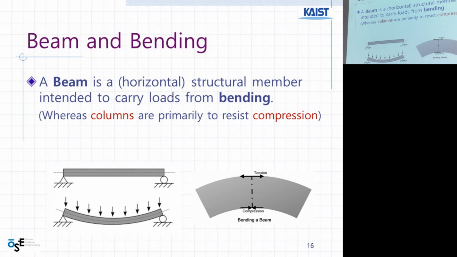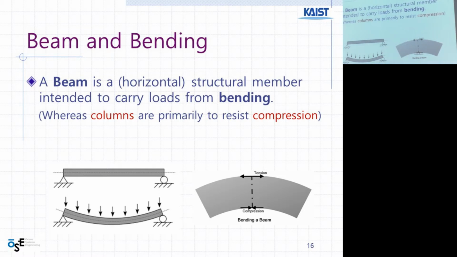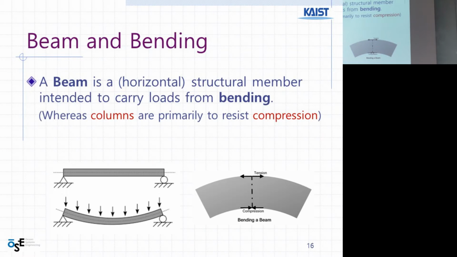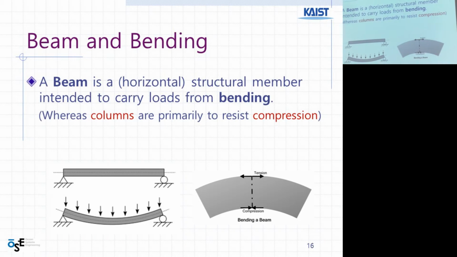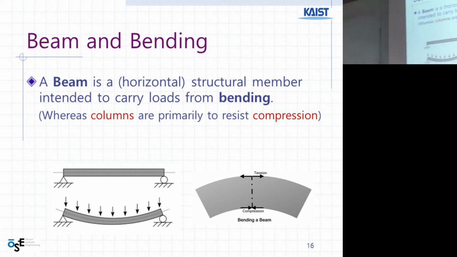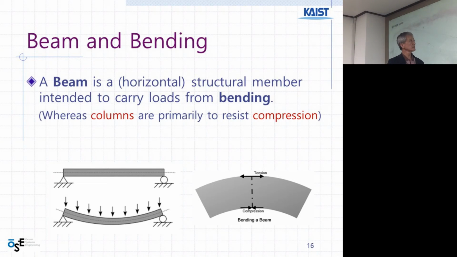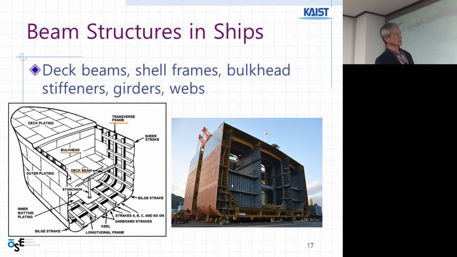So, weight distribution. Columns are primarily in compression. This is a column, like a building column. So that is a different failure mode. And the structure comes with complexity in this way.